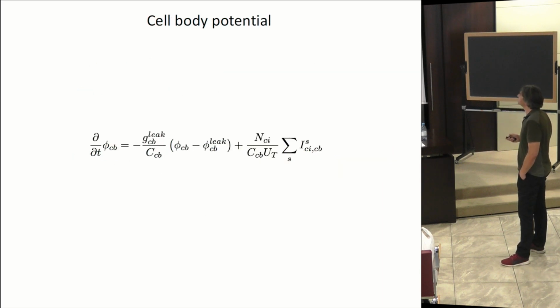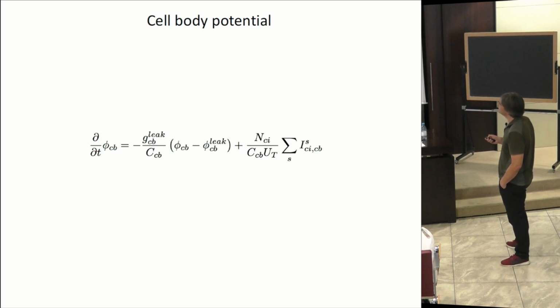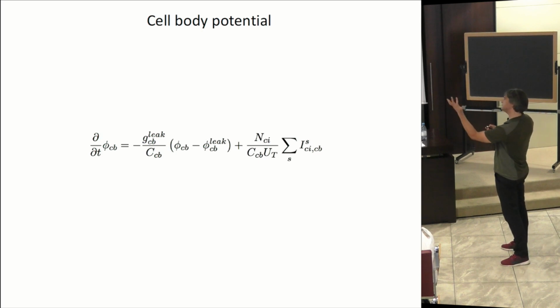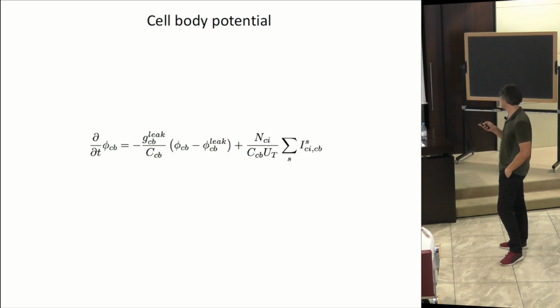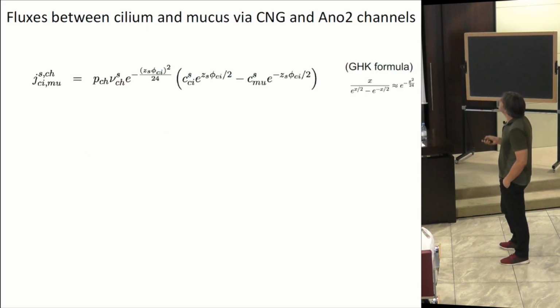Then you need another equation for the cell body potential. It is the same: you have a leak term, the cell body capacitance, and it changes due to the current that flows in from the cilia. Here we have n, which in the simulation is 15, because there are around 15 cilia, and I assume that they are all activated the same way. So the cell body changes due to the number of cilia times the current from one cilium. I make no difference in the activation of the cilia, so they are all activated the same way.